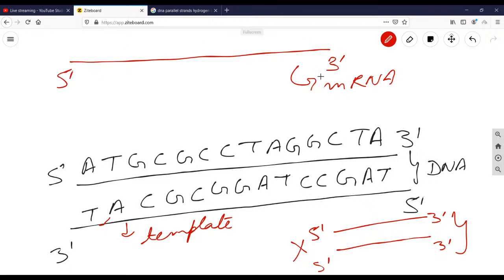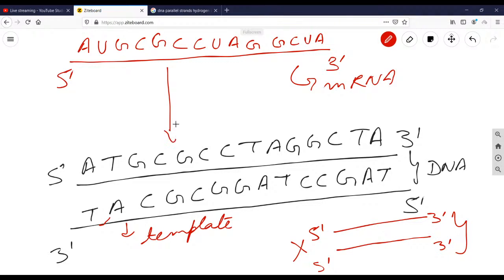Now, when 5 to 3 prime mRNA is produced, this is being used as a template. So what will be its sequence? A, U, G, C, G, C, C, U, A, G, G, C, U, A.